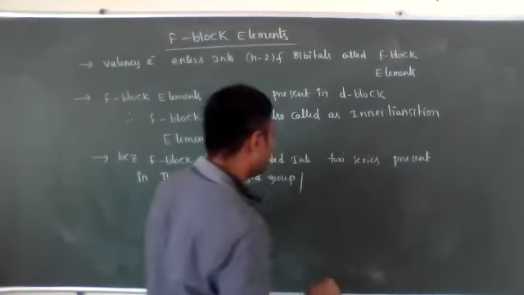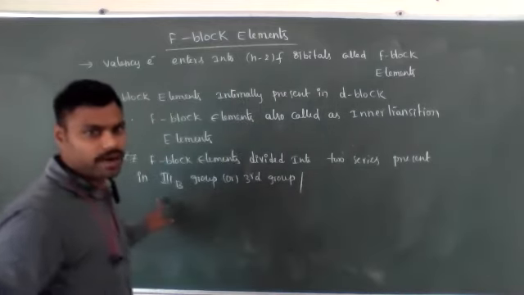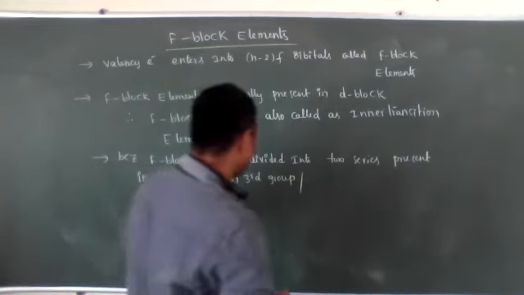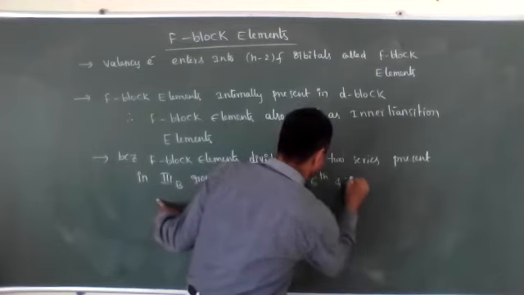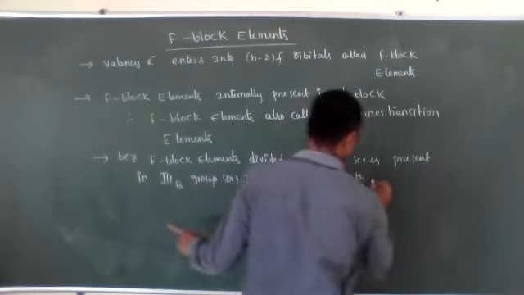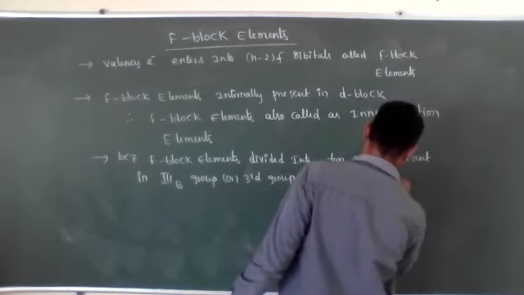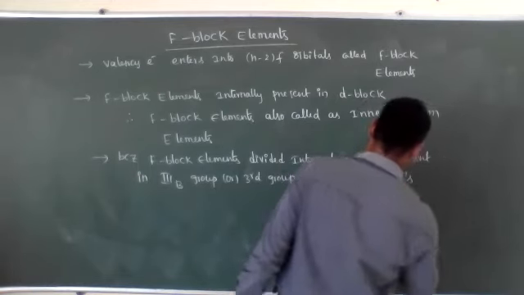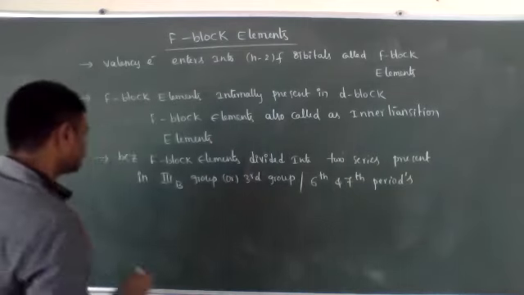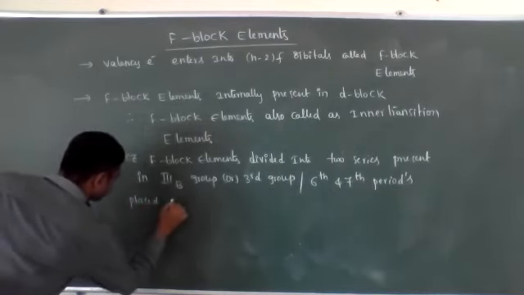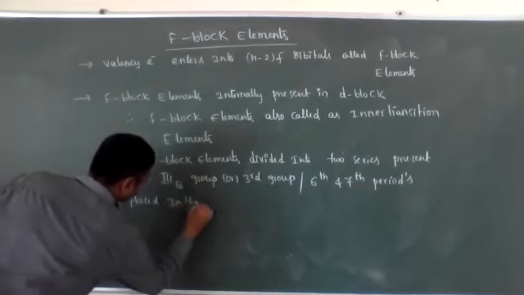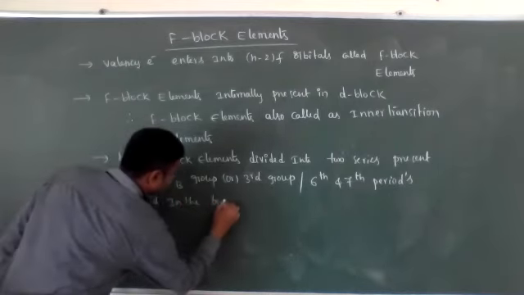Third group or third B group, and they are present in the sixth and seventh periods, placed at the bottom of the periodic table.